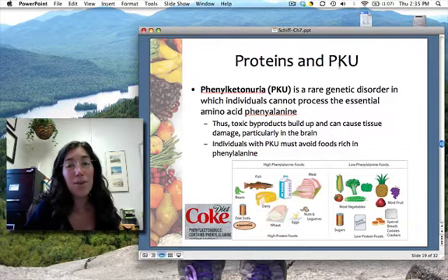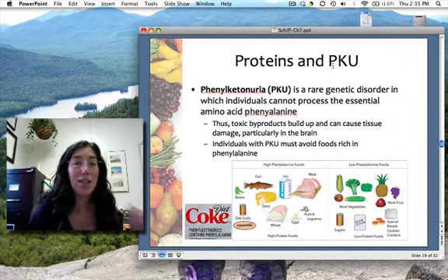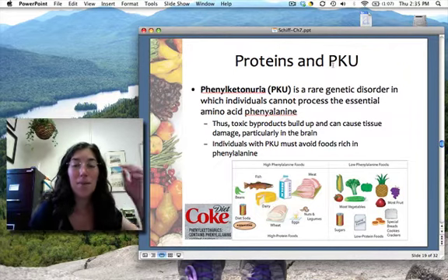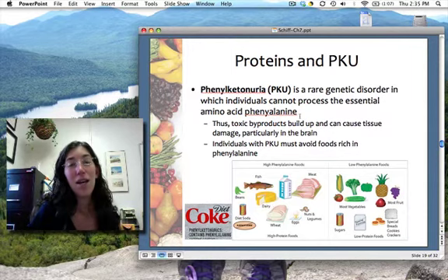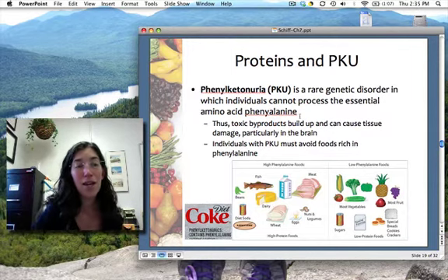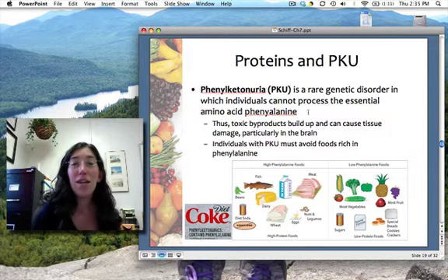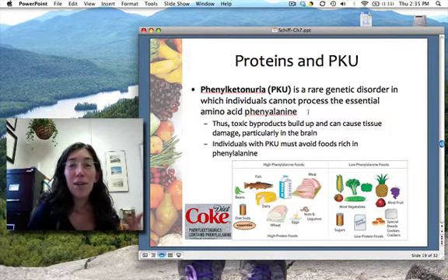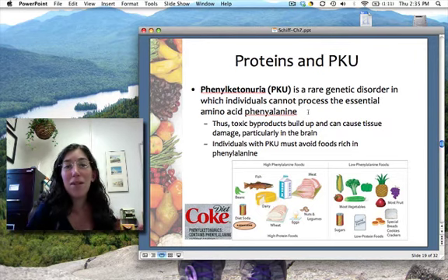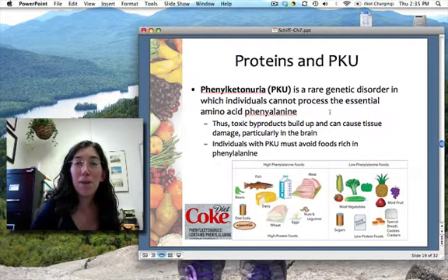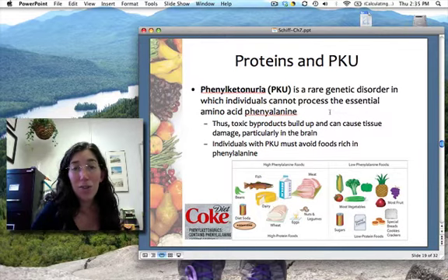Then there's PKU, phenylketonuria, which is an interesting condition which has to do with protein metabolism. So I really did want to talk about this one. It's a genetic condition. It's pretty rare, and people who have this condition can't process the essential amino acid phenylalanine. So when they eat foods that have phenylalanine, it builds up, and they break it down to some extent, but they can't completely process it, and the byproducts are toxic, and they build up in the tissues, particularly in the nervous tissue in the brain, and they can cause brain damage.